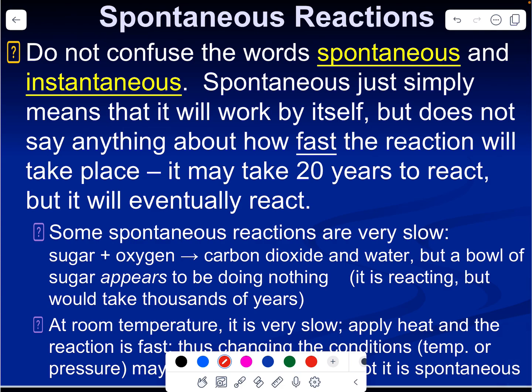Spontaneous reactions. A big misconception. Spontaneous and instantaneous. Spontaneous simply means a reaction will proceed. It doesn't say anything about how fast. Instantaneous means it's occurring very rapidly. Spontaneous does not necessarily occur rapidly. It might take 20 years to react. An example would be sugar plus oxygen yields CO2 and water. This happens, but it would take thousands of years for us to lose a bowl of sugar to this spontaneous reaction.